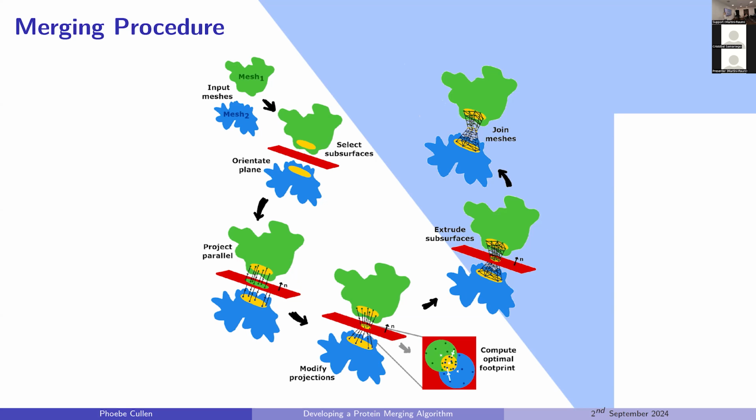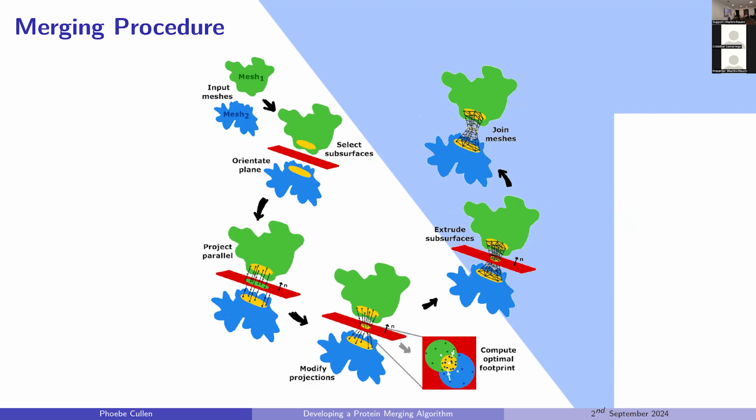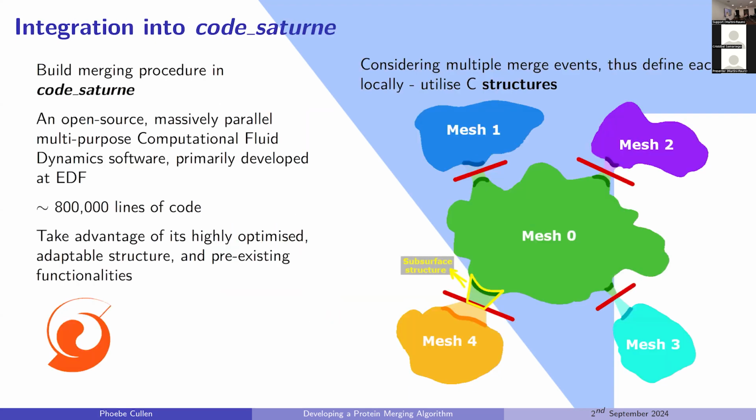We started off by building a sort of preliminary proof of concept code, but then we went on to build the merging procedure in Code Saturn. This is an open source, massively parallel, multi-purpose EDF software, working with CFD. Now, this is to take advantage of its large and highly optimized adaptable structure and many of its pre-existing functionalities. For example, it already has the extrusion and joining procedure, so the final two steps of the merging algorithm, which we implemented into our code.